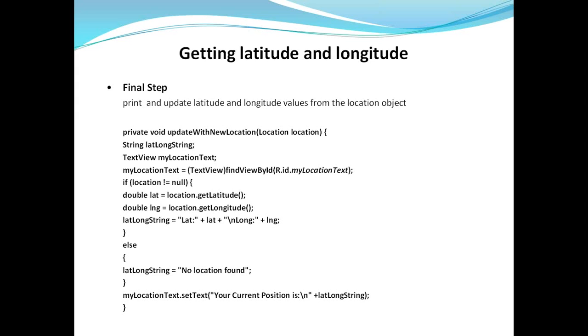Besides getting these latitude and longitude methods, we can define a location object, and after getting the latitude and longitude we can use them in a variety of things. So let's see how you can do this in Eclipse.